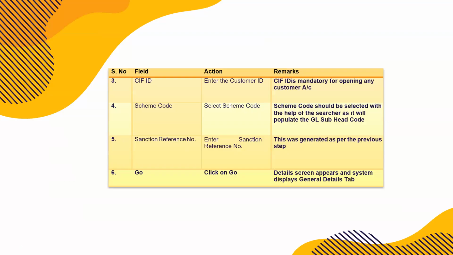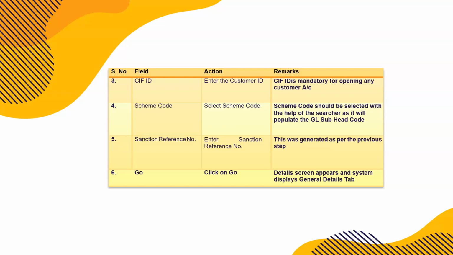And I must have the corporate CIF ID for opening any overdraft or cash credit account. That is essential. So I enter the CIF ID, right? That I've already generated in the CRM module of Finacle. So I must have this corporate CIF ID. This is mandatory for opening any customer's account, right?